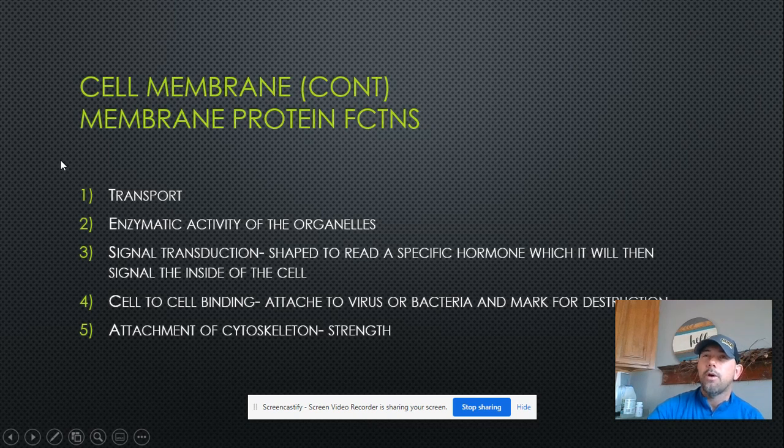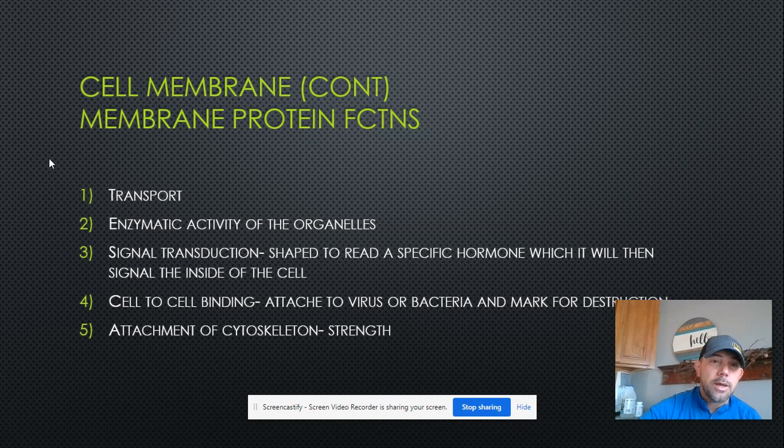Water is not a great example of that, because it does have channels, but they're called aquaporins. But you're going to find salt, sugar, things like that, that can't get through. They're going to need to basically go through those proteins. Enzymatic activity, obviously.